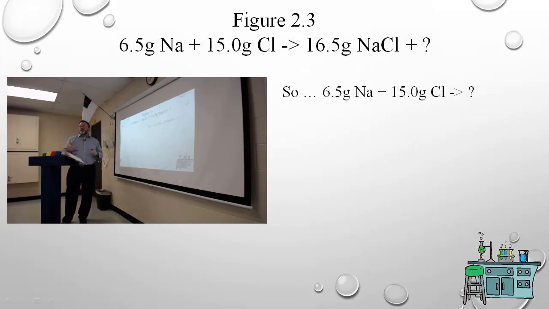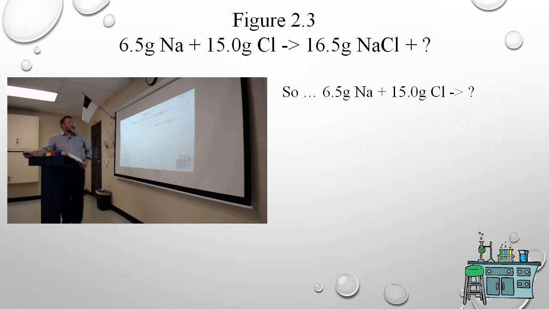Now they ask the next question. Okay, so what happens if I take 6.5 grams of sodium and 15 grams of chlorine? It says I'm going to produce 16.5 grams of sodium chloride, and what else? What else am I going to produce? You tell me. What's that? Would it be extra chlorine?